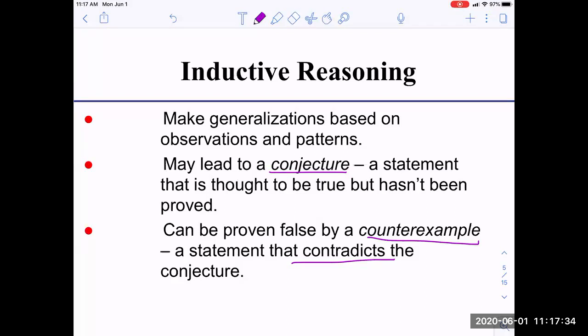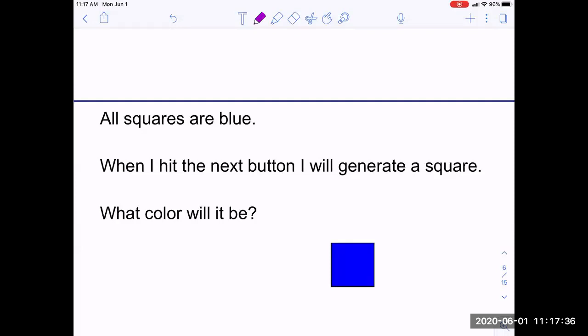Now look at the next one. All squares are blue. So when I hit the next button, I will generate a square. In this case, it is blue. I can't animate this. This is a different kind of reasoning. This is deductive. And it has to do with this statement.